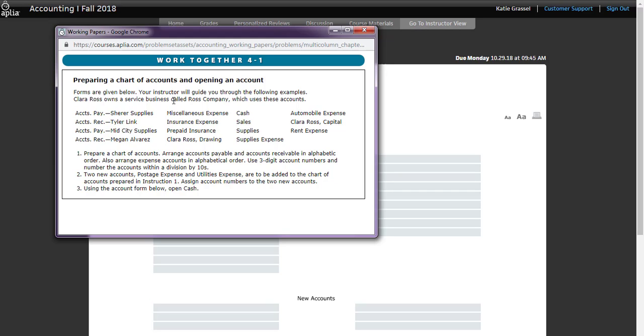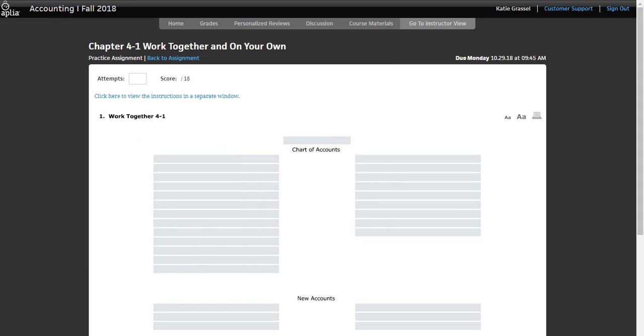Okay, so our forms are given, and what we have to do is instruction number 1 says prepare a chart of accounts, arrange accounts payable and accounts receivable in alphabetical order. Also, arrange expense accounts in alphabetical order and use a 3-digit account number, and the accounts are in divisions of 10. That's a lot of fancy information, but we'll go through and start from there.